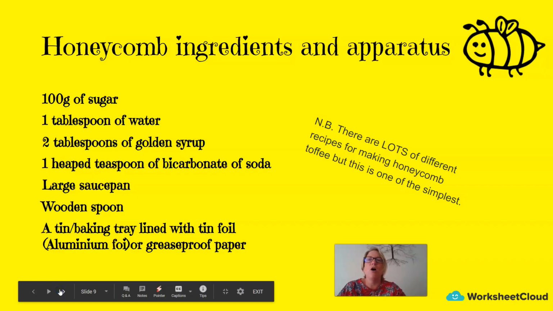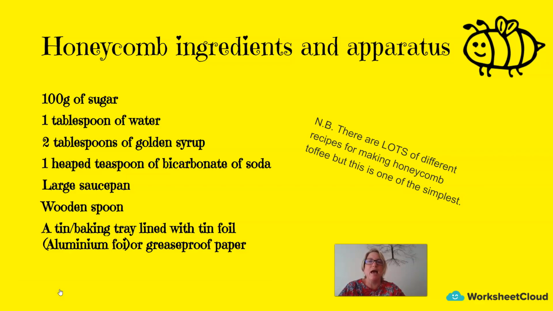So here are our honeycomb ingredients and apparatus. You need 100 grams of sugar, 1 tablespoon of water, 2 tablespoons of golden syrup, 1 heaped teaspoon of bicarbonate of soda, a large saucepan, so a pot or a saucepan will be fine, preferably a wooden spoon, and then a baking tin or a baking tray that you've lined with some tin foil, aluminium foil, or greaseproof paper.